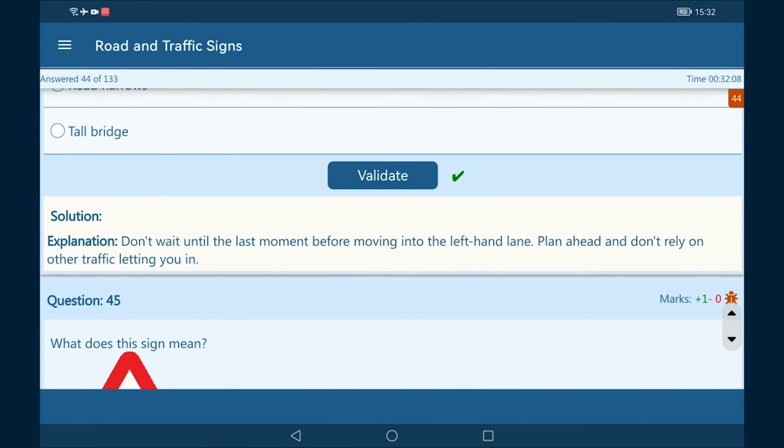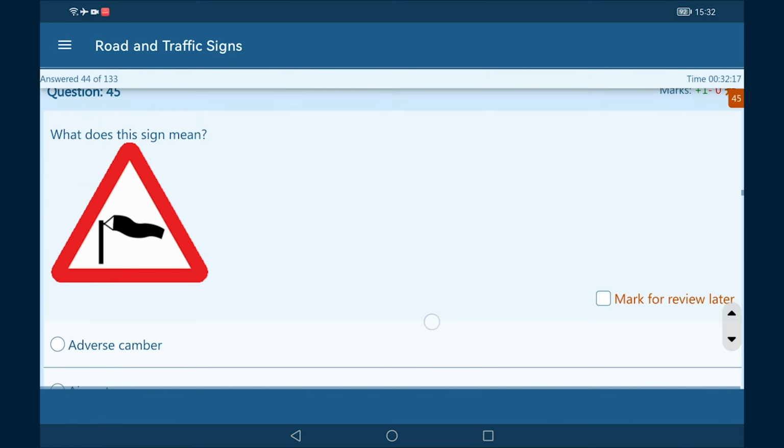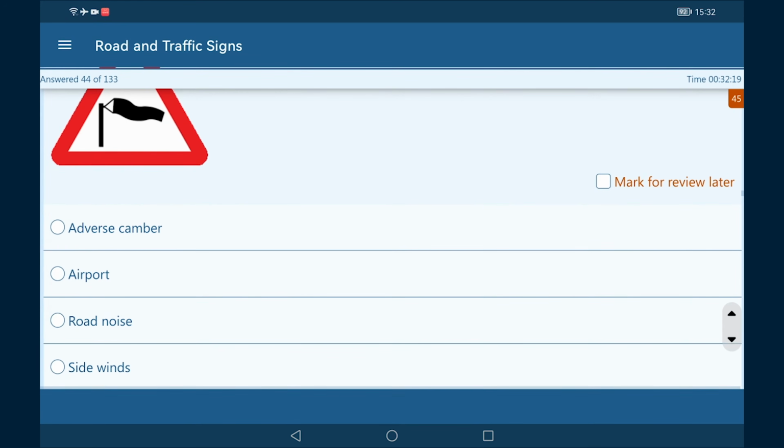Question 45. What does this sign mean? Option 1, adverse camber. Option 2, airport. Option 3, road noise. Option 4, side winds. The correct answer is Option 4, that is, side winds.